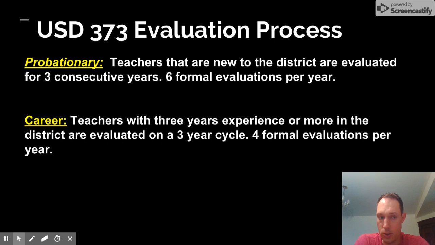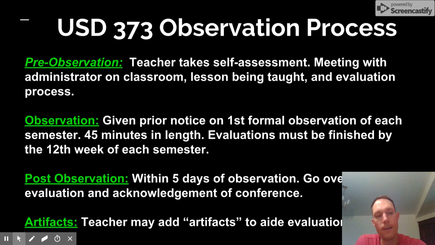Career teachers, that's 3 years of experience or more in the district, or they've already been evaluated 3 consecutive years and they've passed probationary status. So now they go on a cycle of every 3 years they get evaluated, which consists of four formal evaluations per year. Our observation process is pretty simple.